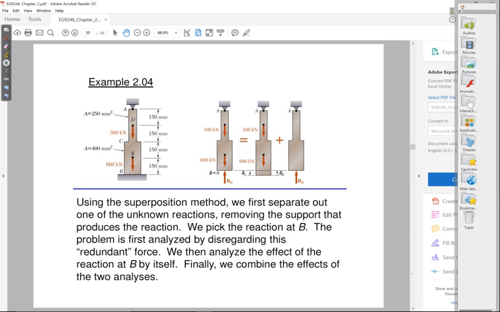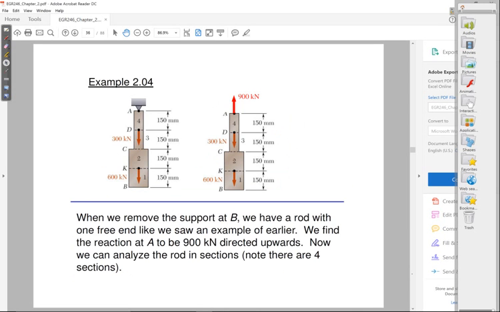Okay, go to the next slide. This is the first problem. Like I said earlier, you're going to solve for the reaction first. That's 900 kilonewtons going up at A. And now you determine how many segments there are.